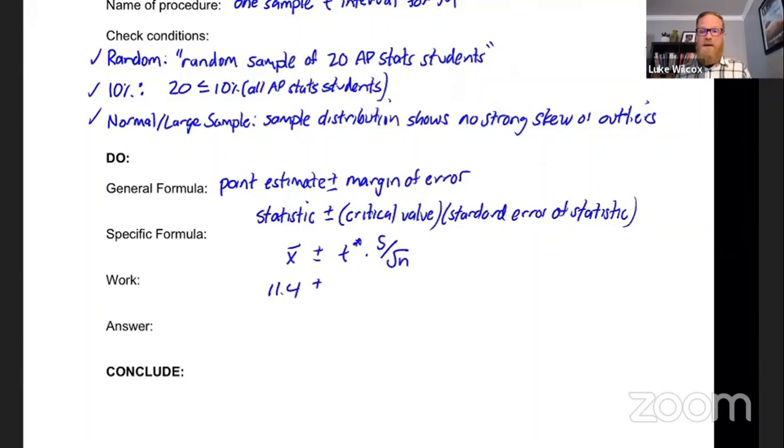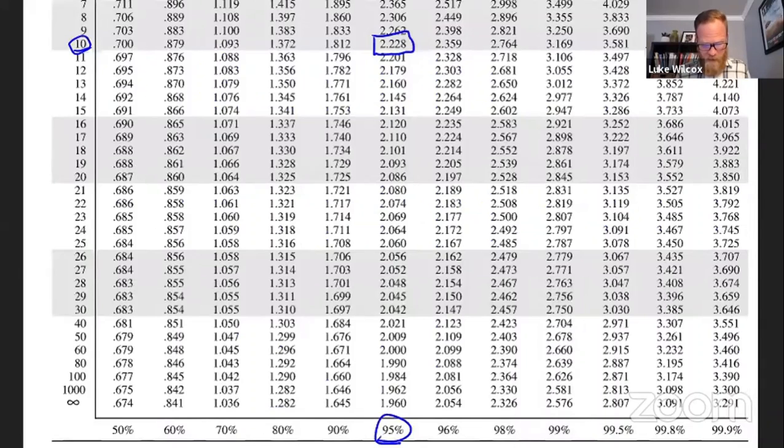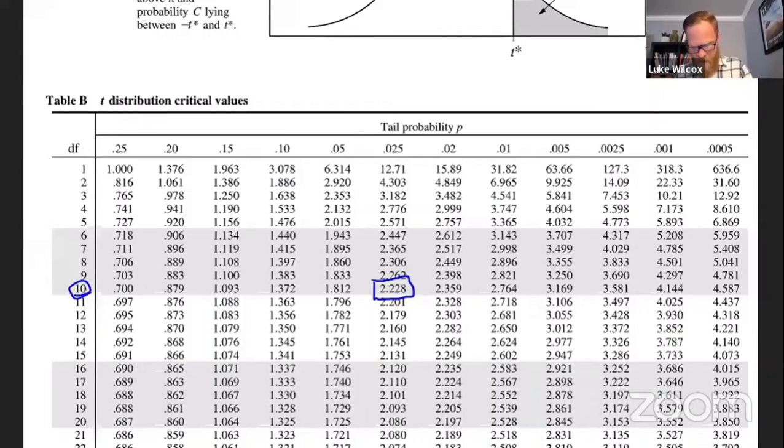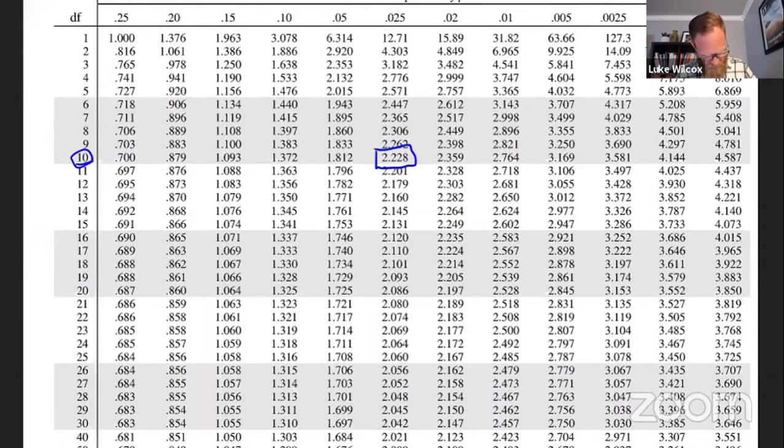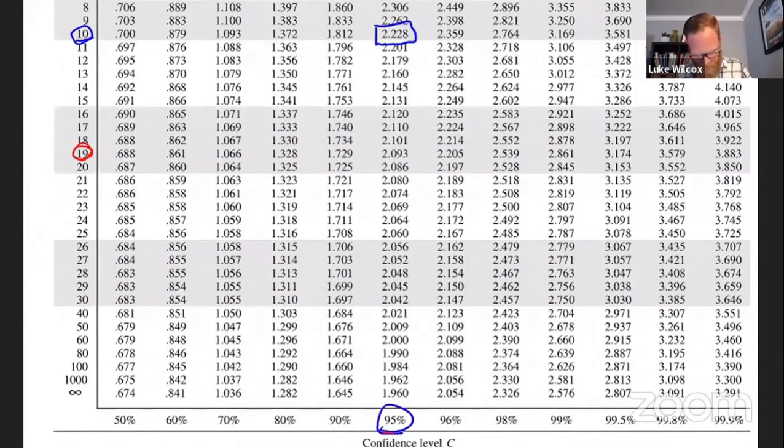Now, I do need my T star value here. And in order to get that, I need table B, and I need to know the degrees of freedom. And we said that the formula for the degrees of freedom is N minus 1. Our sample size here was 20, which means that our degrees of freedom is 19. So if I go back over to my table B here, and now I'm looking for degrees of freedom 19. And once again, I want 95%. So it seems to me that 2.093 is my T-star critical value there. So let's go back and fill that in.